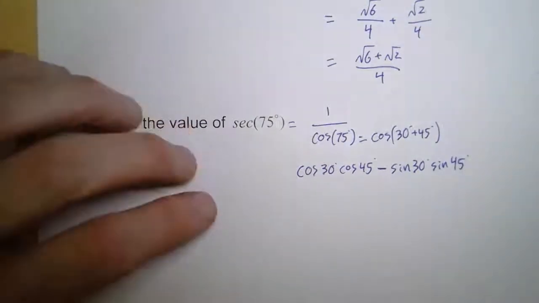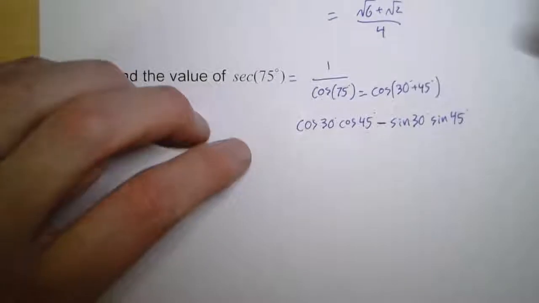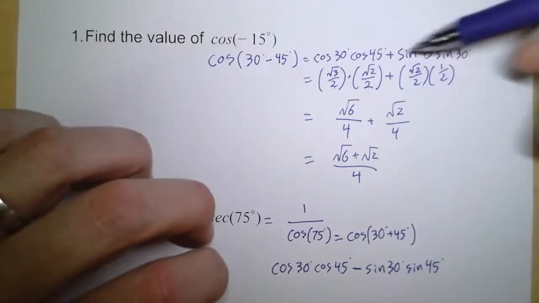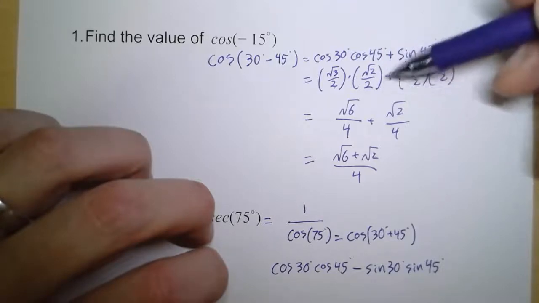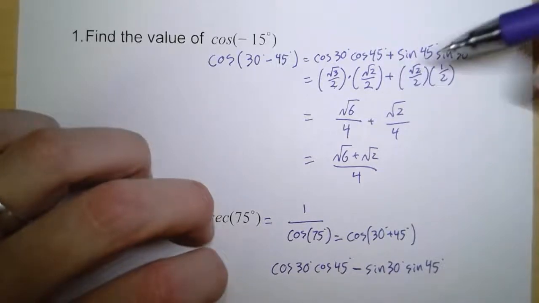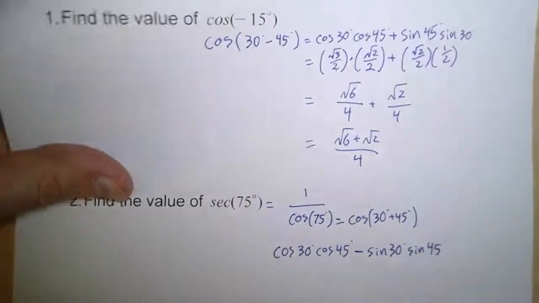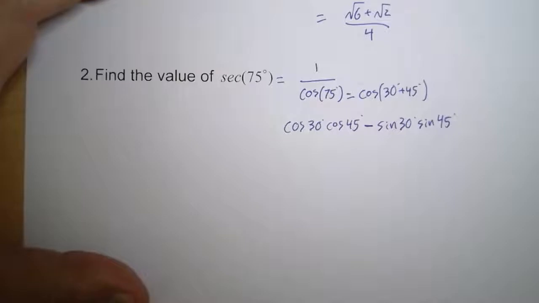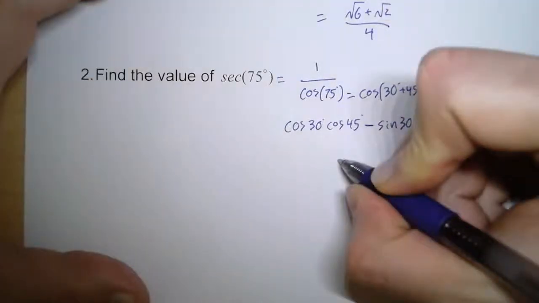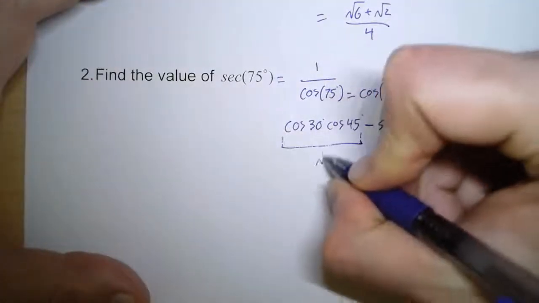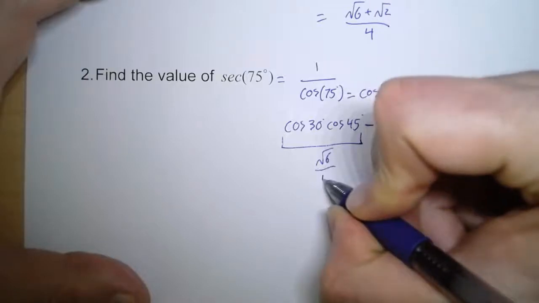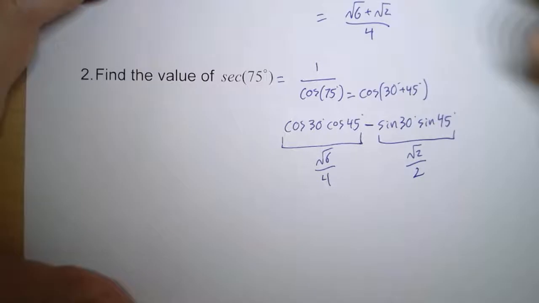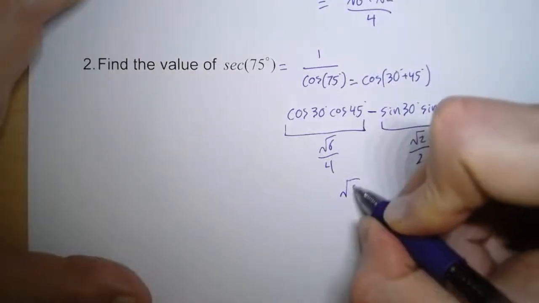Now, if you notice, the setup is almost identical to what we had up here. The only difference is we are subtracting instead of adding. So to save ourselves a little bit of work, because if you've done the work once, there's no real point in doing it a second time, this quantity is going to equal square root of 6 over 4. We saw that. And this is going to be square root of 2 over 4. So when we subtract them, we get square root of 6 minus square root of 2, all over 4.